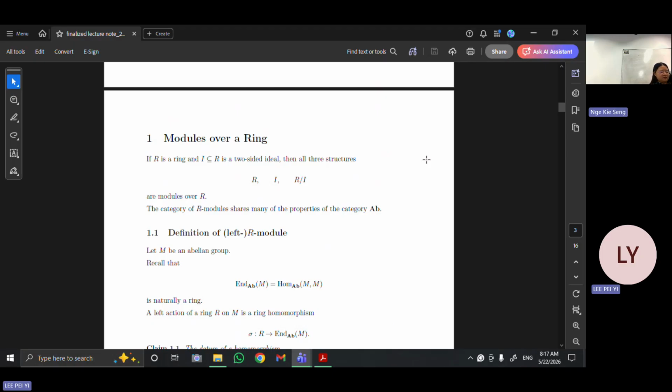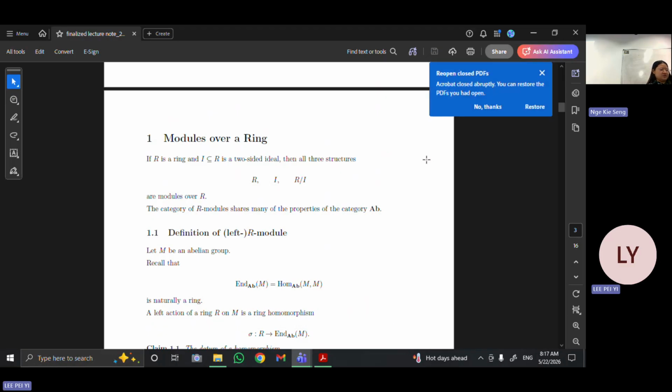Before giving the formal definition, let's recall what happens in linear algebra. A vector space consists of an abelian group under addition together with scalar multiplication. The difference is that a vector space uses a field as its scalar system, and in module theory we replace the field by a general ring.